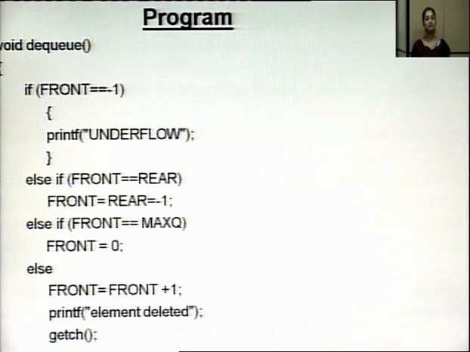After that there is the next condition: if front has reached the maximum value of the queue, then the value of front becomes 0. If none of these conditions are satisfied, then I use the last condition, that is front equals front plus 1, to increment the value of front by 1. After that a message is shown to you, a printf "element deleted". The element I want to delete is deleted, and after that there is a getch, which is used to display the message.